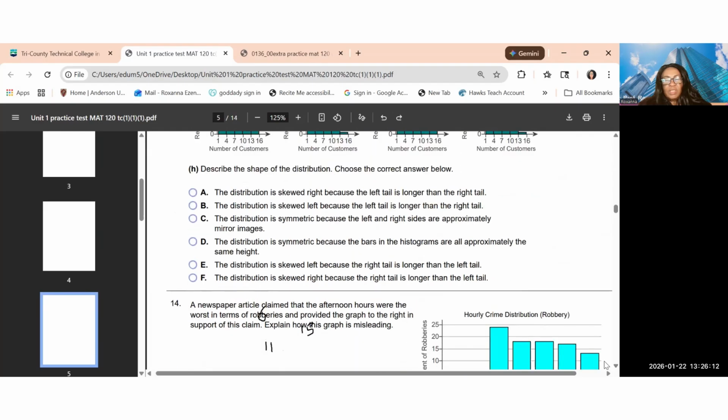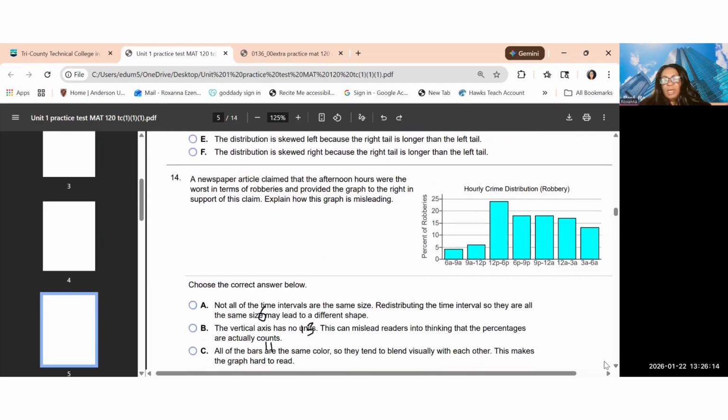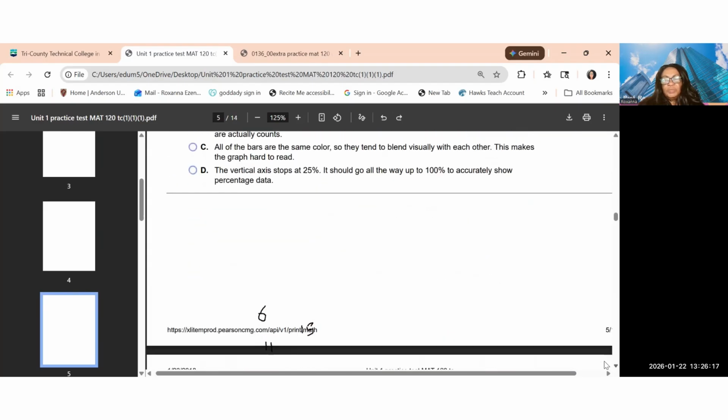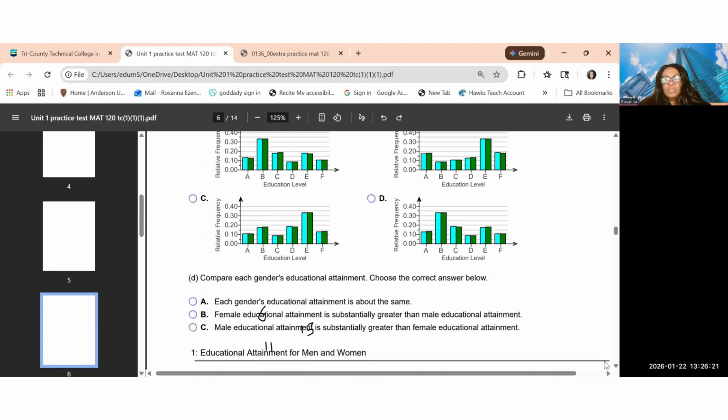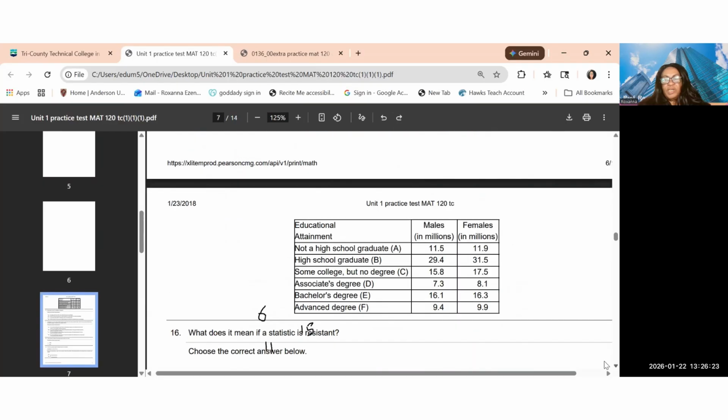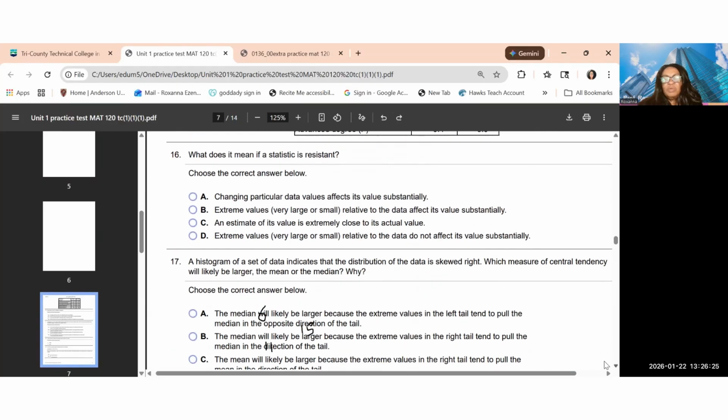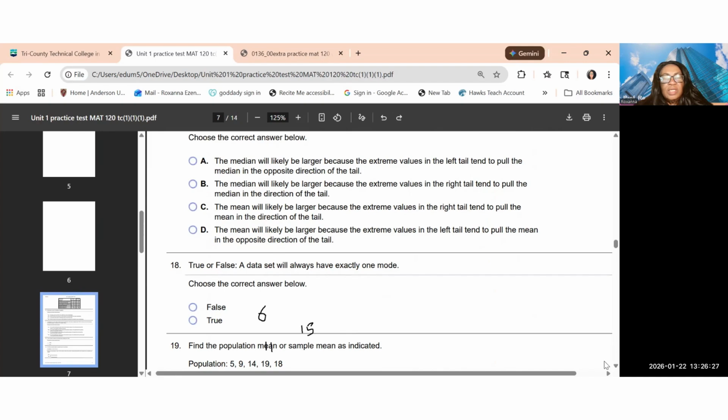Okay, so these questions are from chapters 1 and 2. They're all talking about quantitative variables, qualitative variables, relative frequency. Okay, so true or false: a data set will always have exactly one mode.